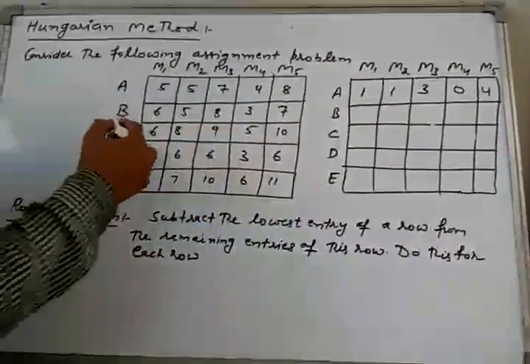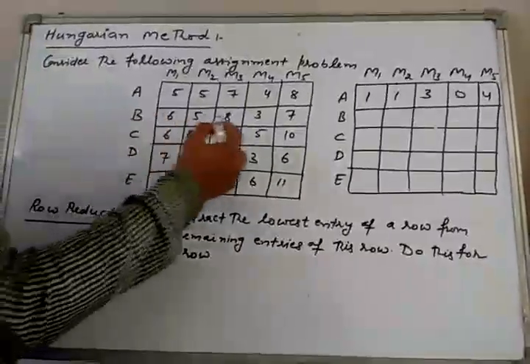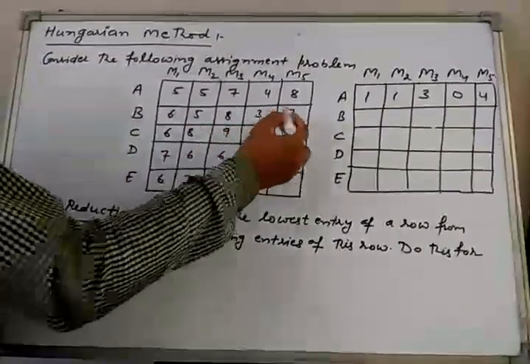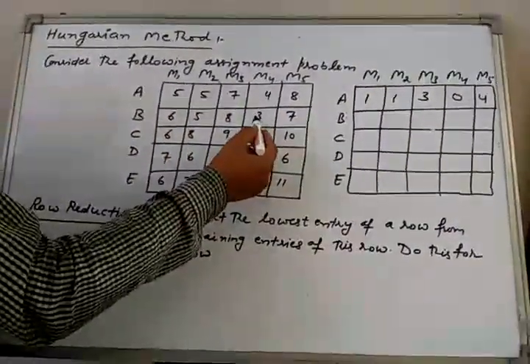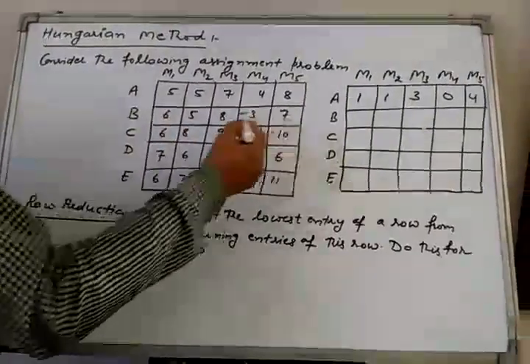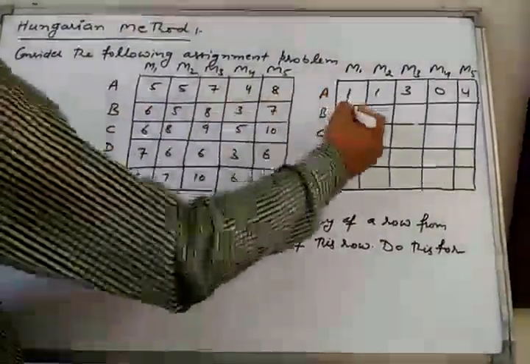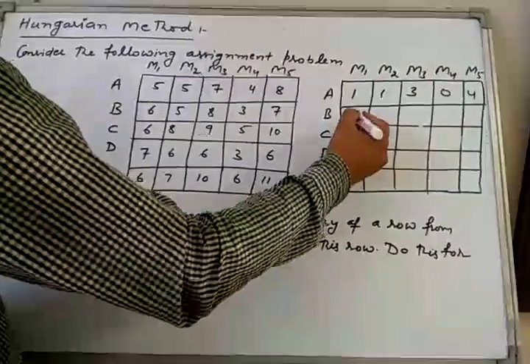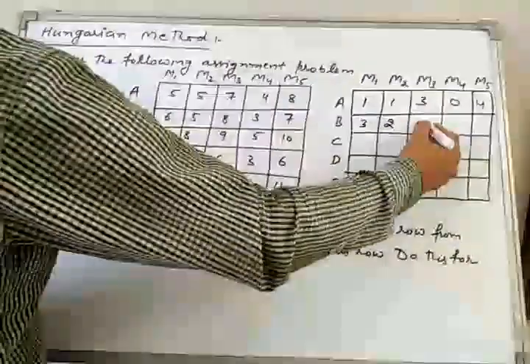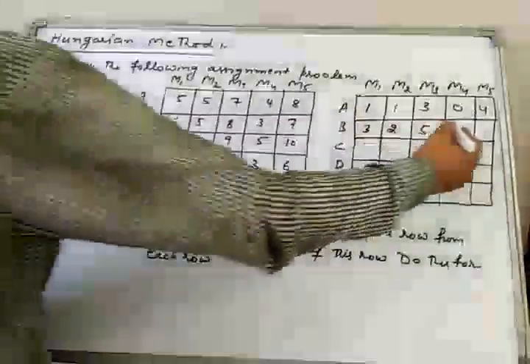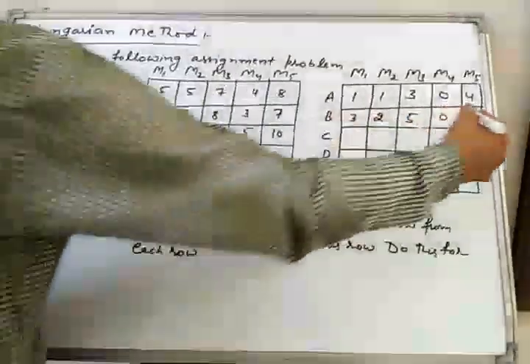After that, do this for each row. The lowest entry of the second row is 3. Subtract this 3 from the remaining entries. Then it becomes 6 minus 3, 3. 5 minus 3, 2. 8 minus 3, 5. 3 minus 3, 0. 7 minus 3, 4.